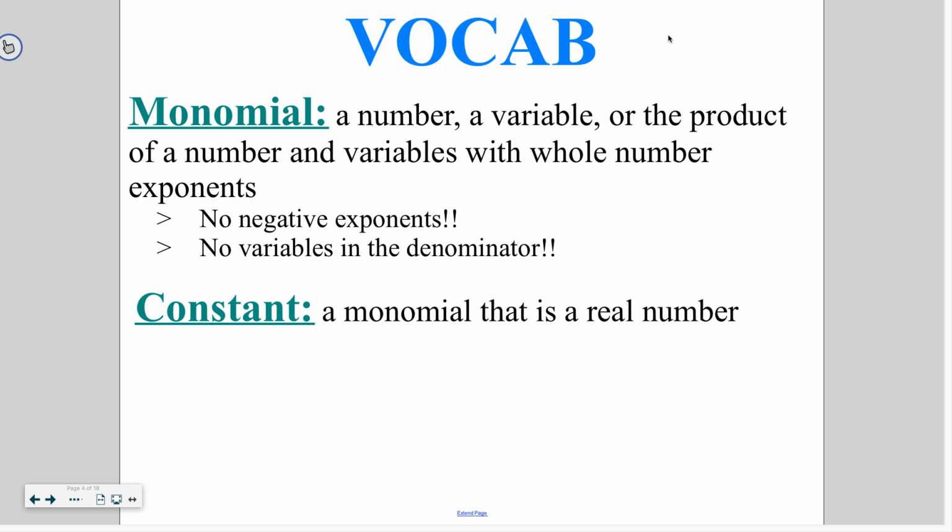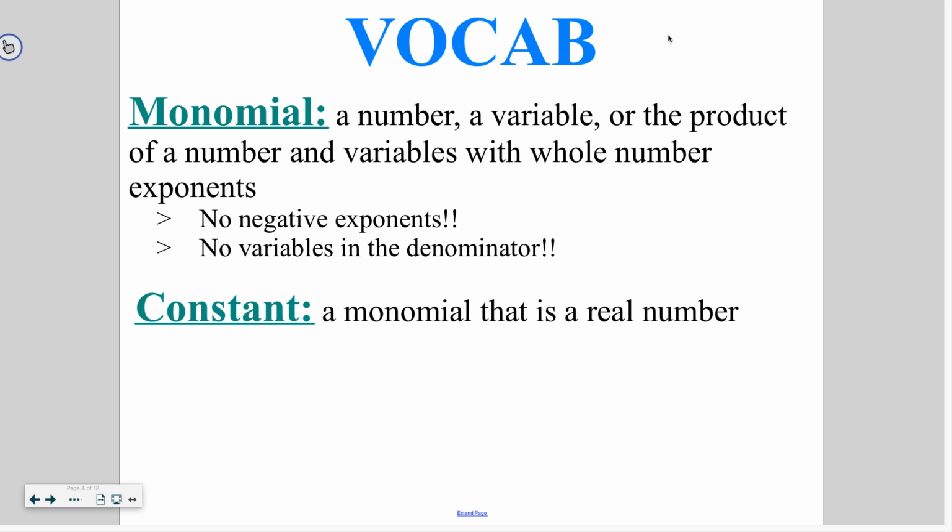So a monomial is one of three things. First, it can be a number. So any number that you can think of, fraction, decimal, whole number, negative, positive, anything that you can think of as a number is going to work as a monomial. Second, it could be a variable, so just any letter standing by itself, x, a, m, whatever your variable happens to be. If it's standing alone, it is a monomial.